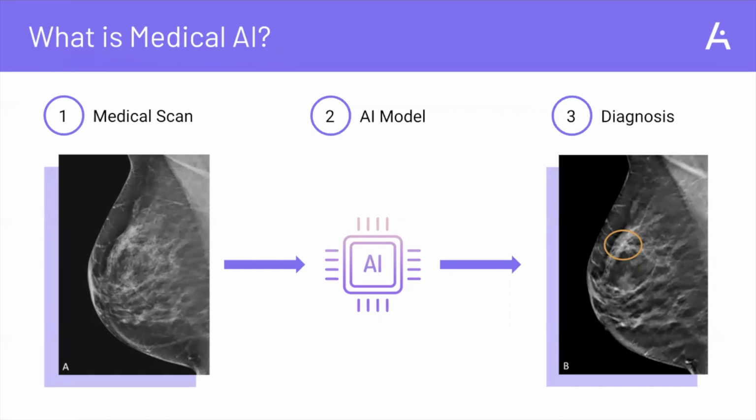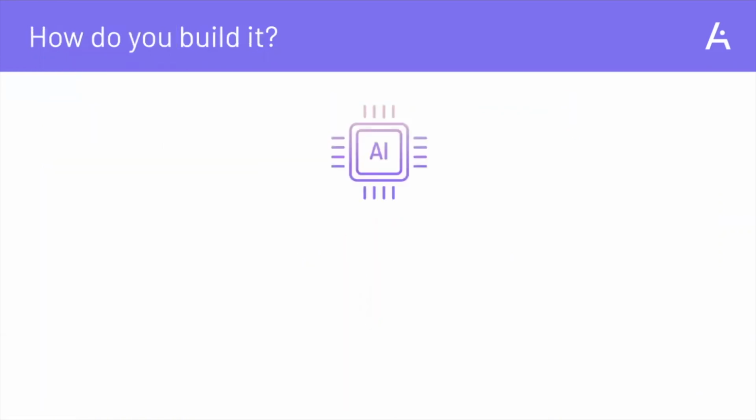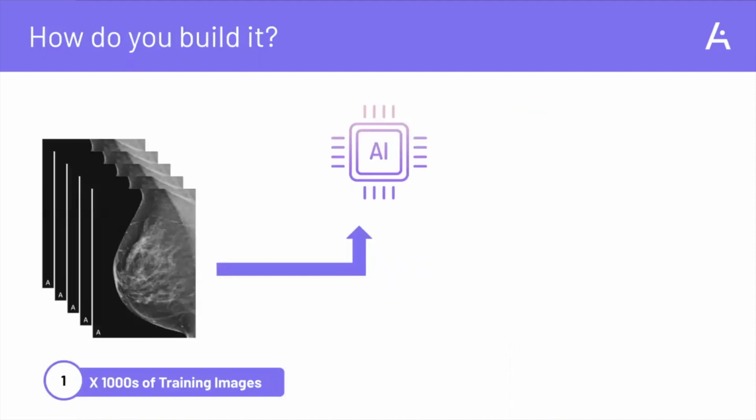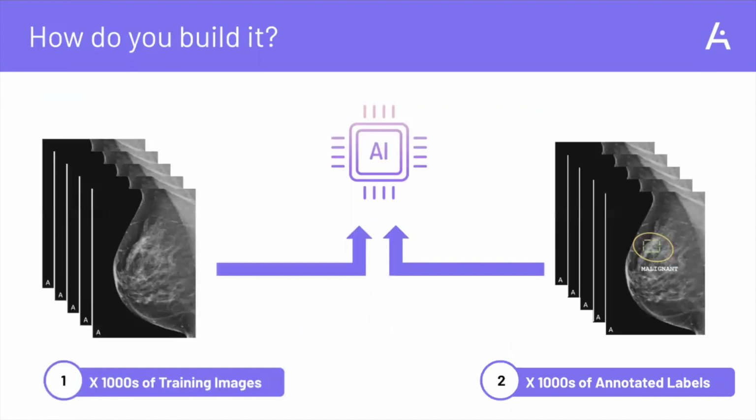But how do you actually build these models? Well, there are two main ingredients, the first of which is commonly known, and that is your training data. You need thousands upon thousands of images. Now, the second ingredient is less well known, and that is an equal number of labels or annotations. Without these labels, machine learning models are practically useless because they can't learn what to look for or how to find it.